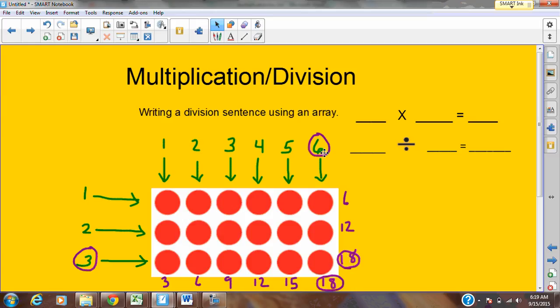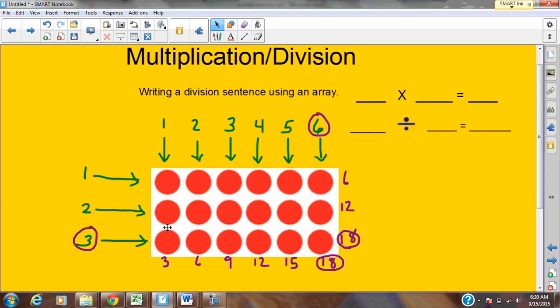I know that I could take the number of rows times the number of columns and get a total here. So that would give me this. In addition, I can figure out the answer by counting all of the circles in the array, or all of the objects in the array. So I was able to count by 3 and by 6 to check my work.